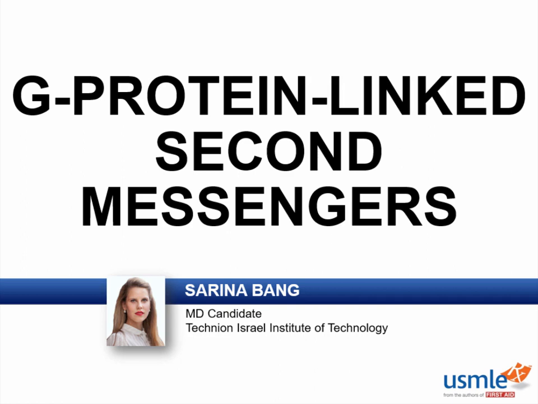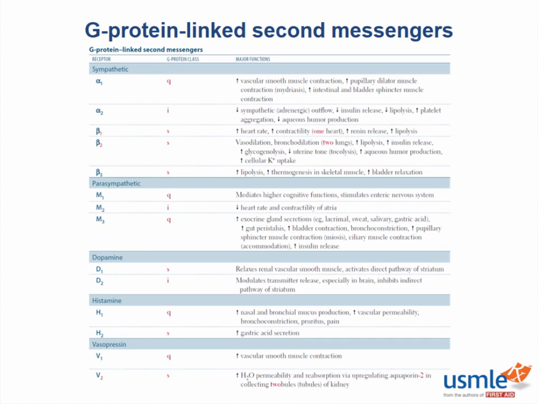G protein-linked second messengers. The table of second messengers is probably one of the most intimidating charts in this entire book. But do not worry, we will incorporate this information as we move through the chapter. This is a better way to learn this crazy chart than trying to memorize it. So for now, what I want you to take from this chart is just a few high-yield points.